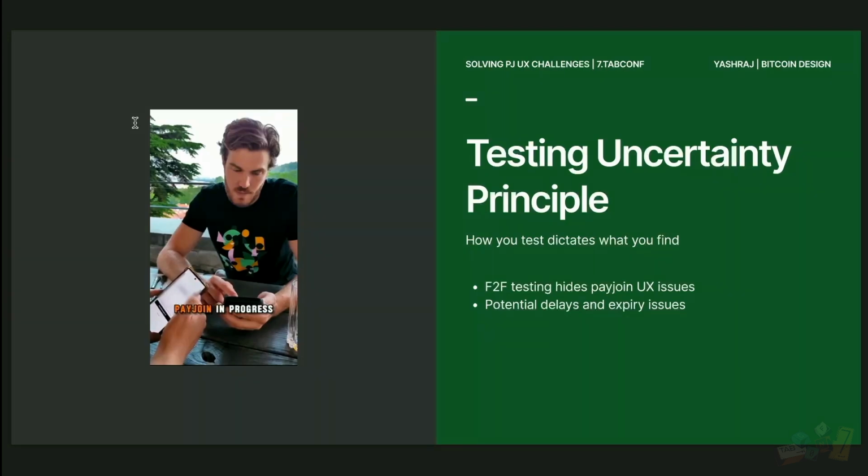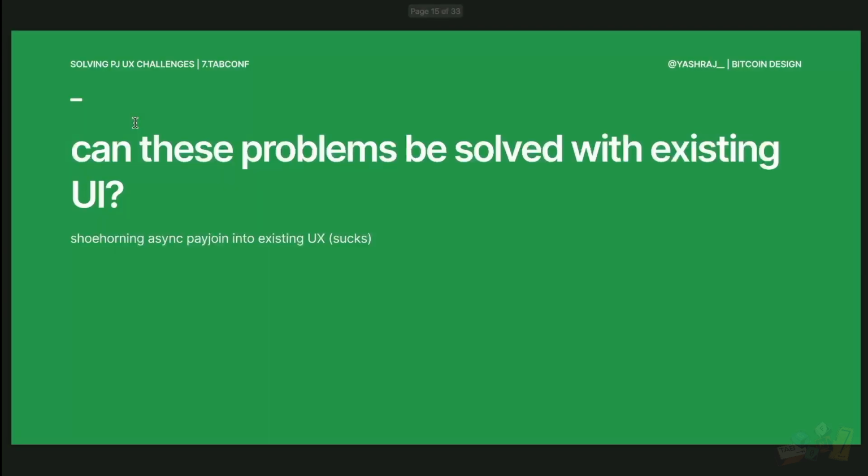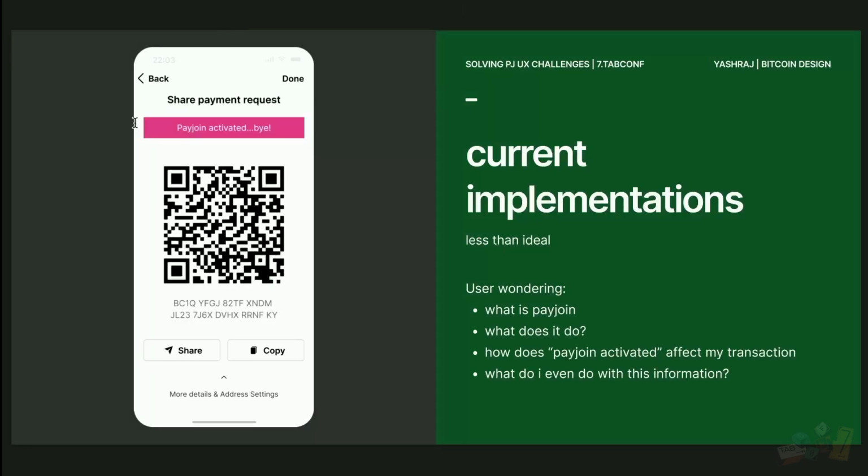So we discussed the challenges. We discussed why people don't seem to be talking about these challenges. Now the question is, assuming you accept that these are the challenges, can these problems be solved using existing UI? In my opinion, shoehorning async Payjoin into existing UX is kind of not doable. Again, that's my opinion. I might be wrong. We'll see. I would love to know what you think. So in current implementations, usually the process starts something like this: the user clicks on the receive page and they see Payjoin activated.